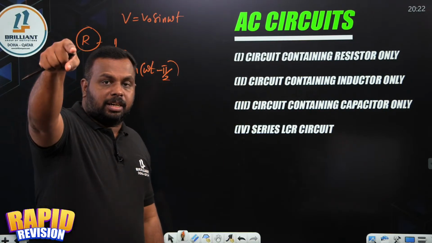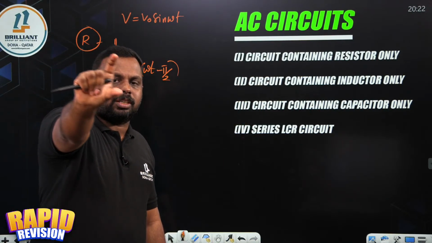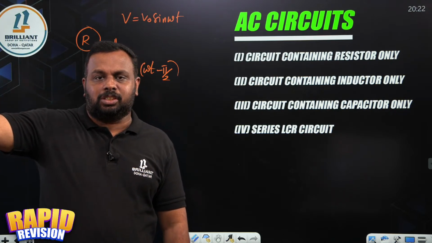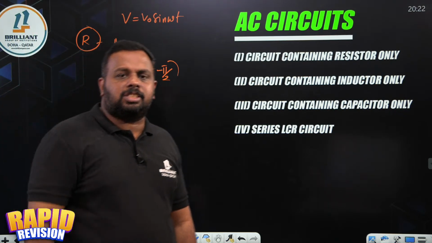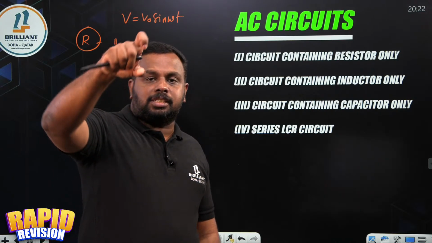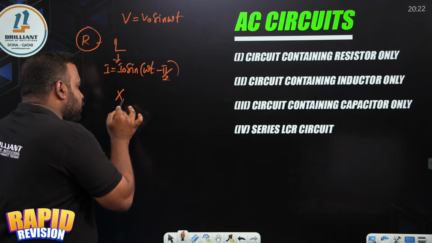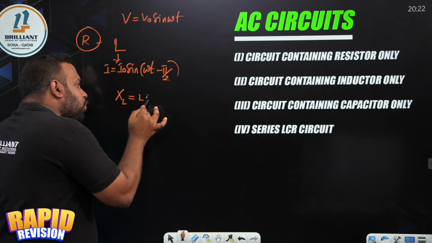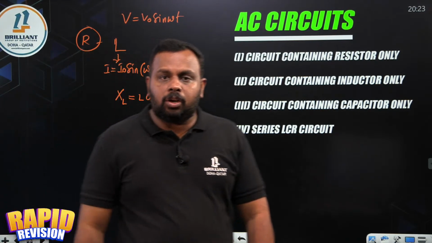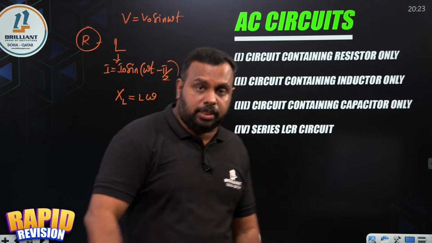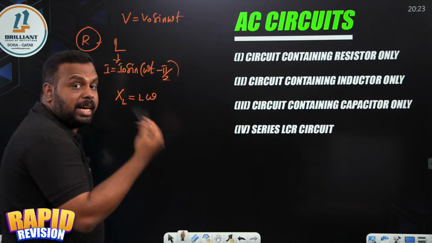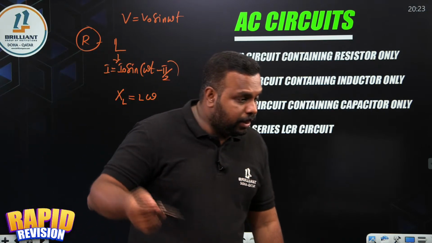Very good. And here there is another important point. What is the resistance offered by the circuit? You know that this resistance is known as reactance, and it is the resistance offered by the inductor. It is called inductive reactance. What is the formula for inductive reactance? XL is equal to L omega. It's a frequency dependent reactance. How is it related to frequency? It is directly proportional. Yes, directly proportional.